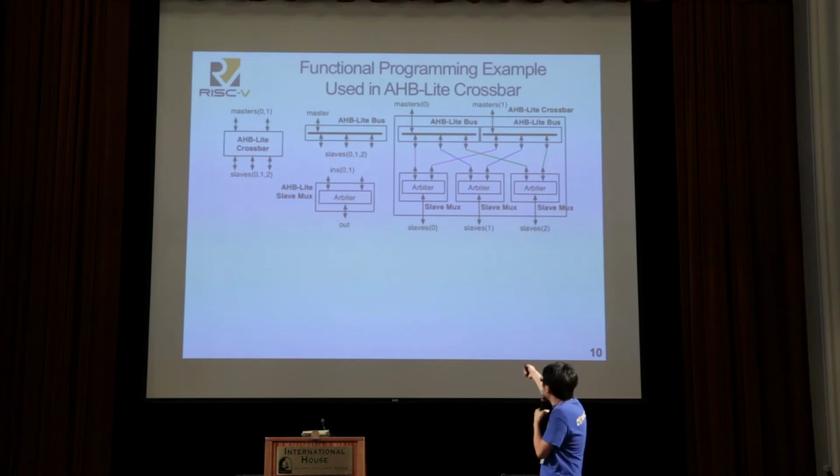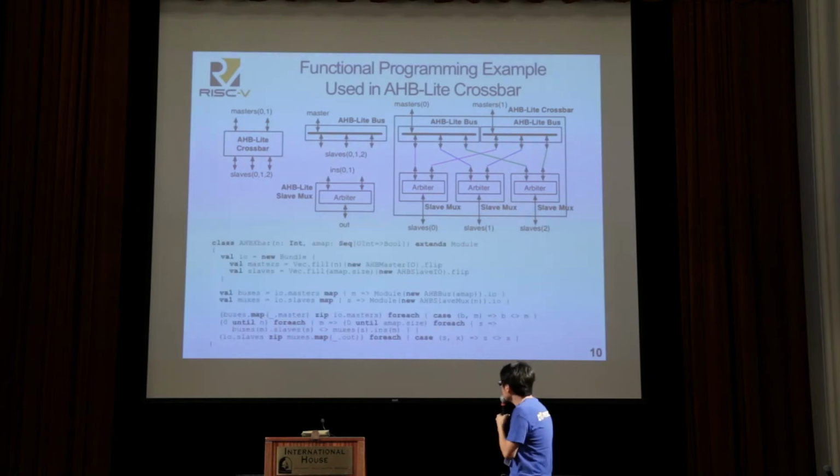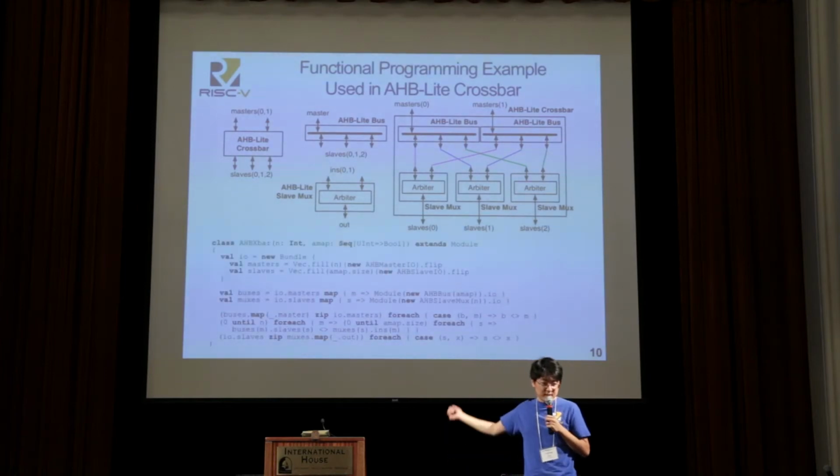This is the answer. You put 2 buses down, connecting the masters, and you put 3 slave muxes in front of all the slave ports, and you connect the first output of each master to the first slave mux, the second output to the second slave mux, the third to the third slave mux, OK? So this is literally the 10-liner for this, OK? So now let me walk you through.